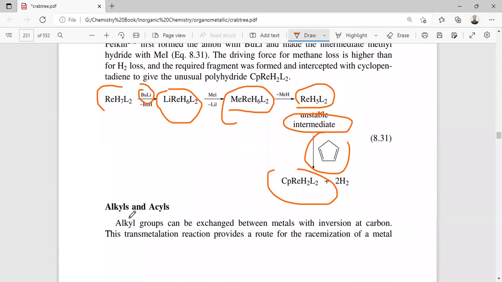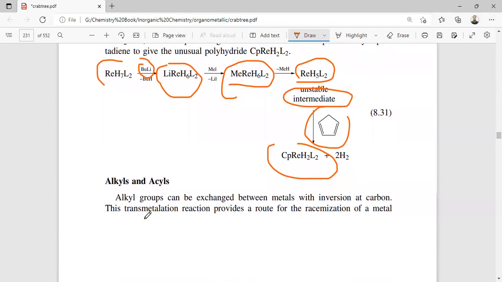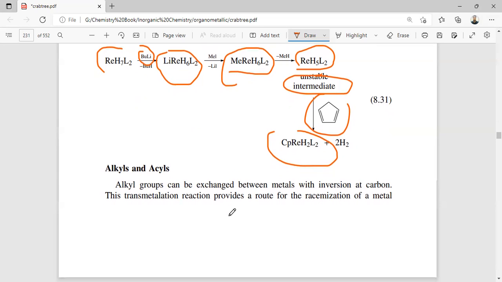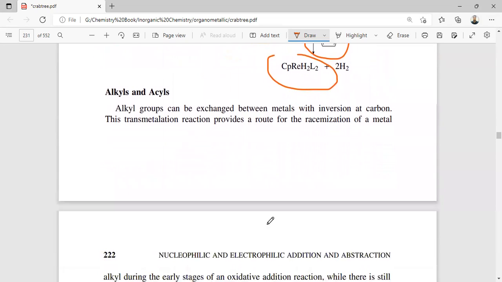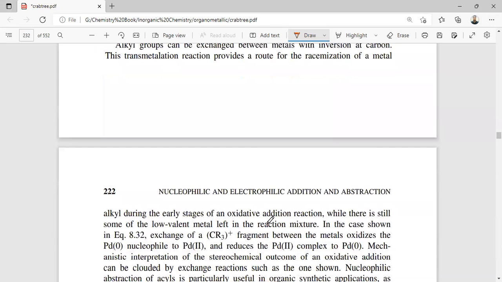So next I will discuss the alkyls and the acyls. An alkyl group can be exchanged between metals with inversion at carbon. The transmetallation reaction provides a route for racemization of a metal alkyl during the early stages of an oxidative addition reaction, while there is still some low valent metal left in the reaction mixture.